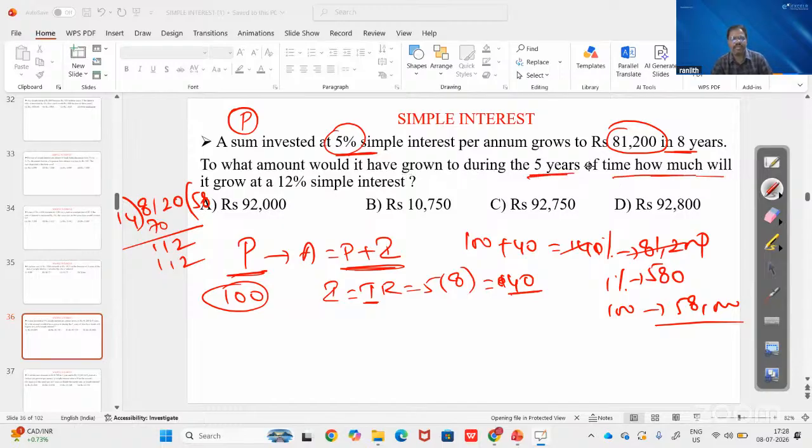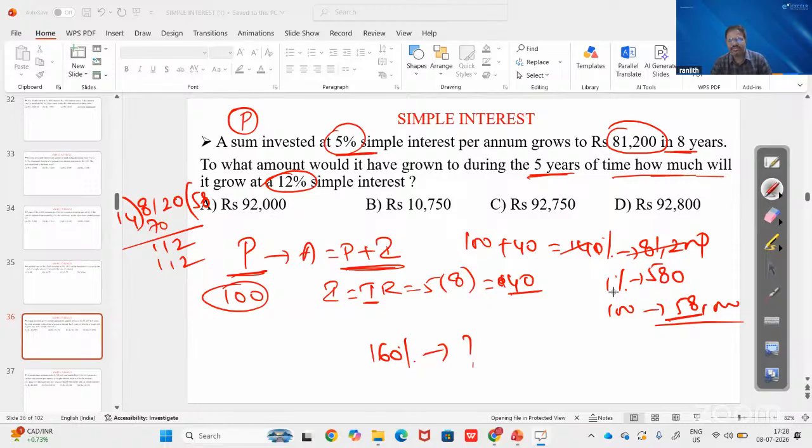Now, what is being asked: to what amount would it have grown during a 5 year time period if it were invested at 12 percentage per annum? So 12 percentage per annum means 12 fives are 60. So that will be 160 percentage. Where 100 percentage is 58,000, then 160 percentage will be equal to what?